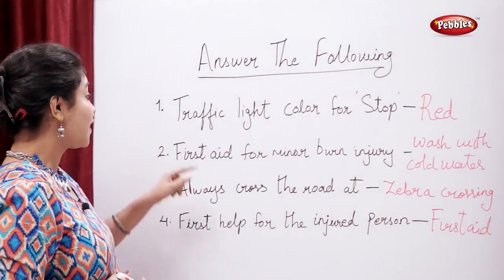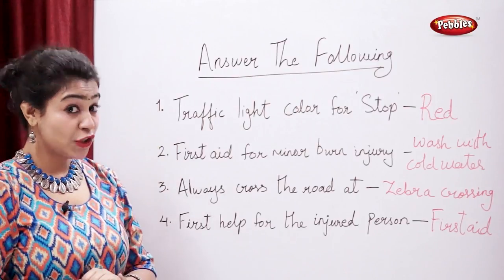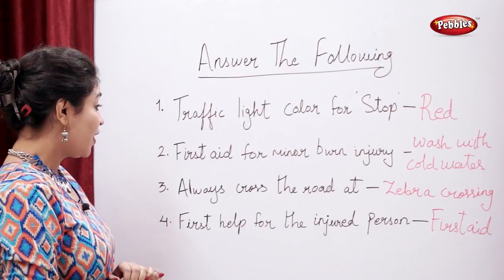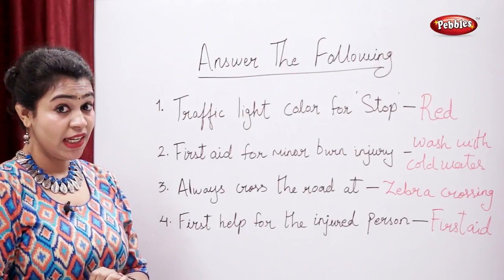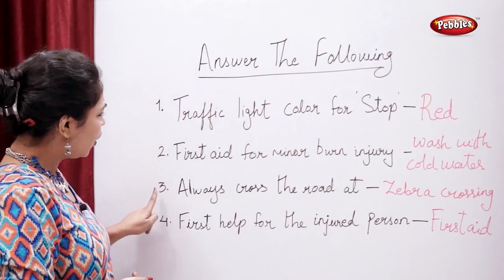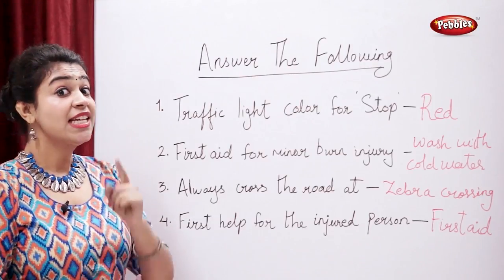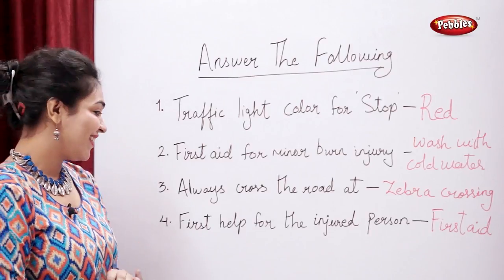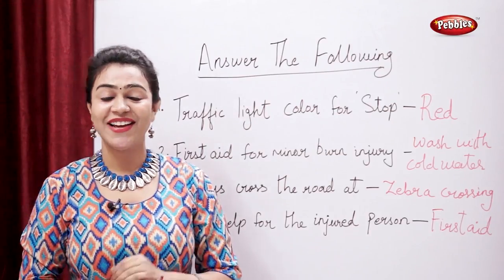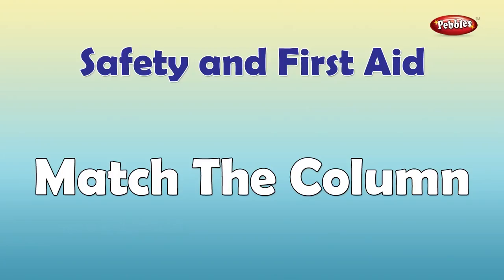So, the traffic light color for stop is red. The first aid for minor burn injury is to wash with cold water. Always cross the road at zebra crossing. The first help for the injured person is called first aid.